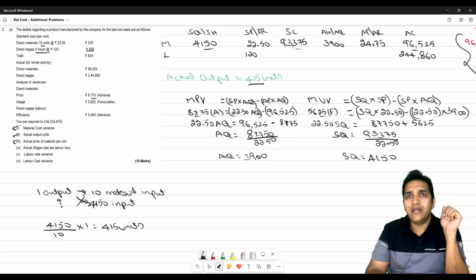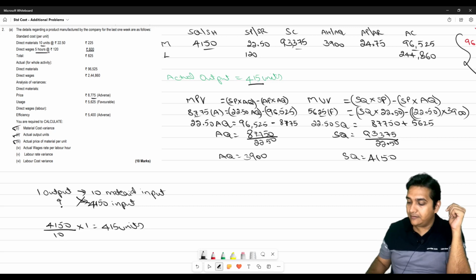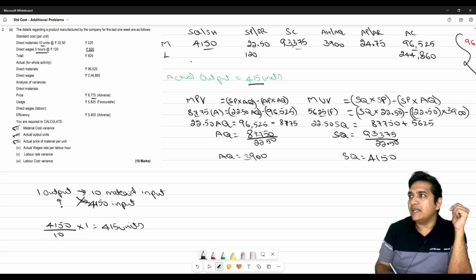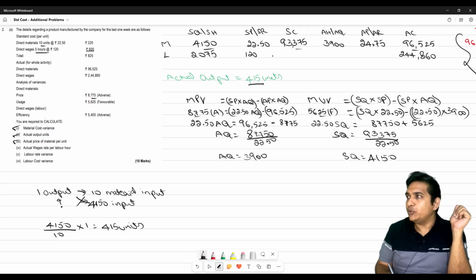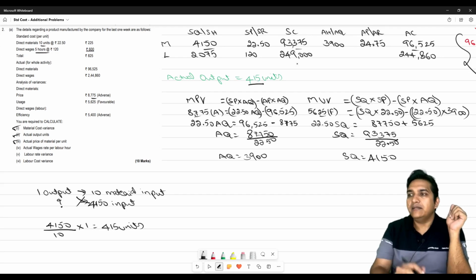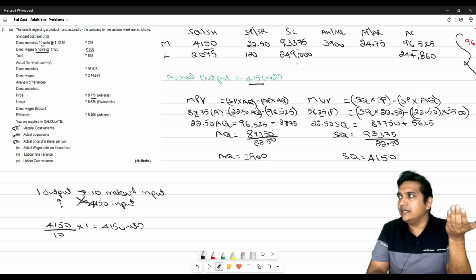So how many hours do I need for 415 units? Simple, you have to multiply these two together. 415 into 5, we get 2075. That becomes my standard hours, 2075. Since I have my standard hours and standard rate, multiply them with each other, you get your standard cost. 2075 into 120, we get 2,49,000. We have got our standard cost also.